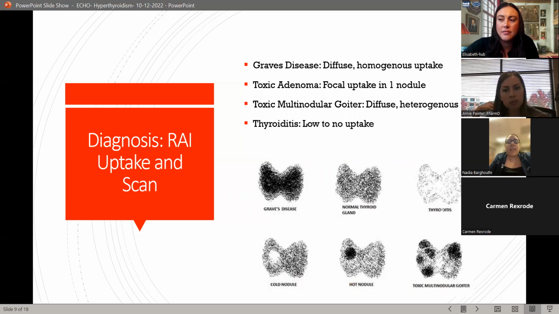In toxic adenoma, you'll see one bright spot, so one focal uptake and one nodule. In a toxic multinodular goiter, you see diffuse heterogeneous uptake, meaning little spots are glowing all over the place, but it's not smooth all over like Graves' disease. And then in thyroiditis, because it's not actively making thyroid hormone, it just dumped a bunch, the thyroid's not technically working at that time, so you'll see low or no uptake.